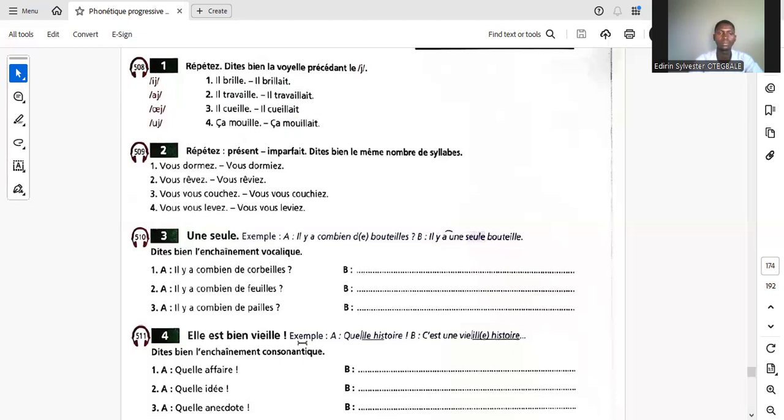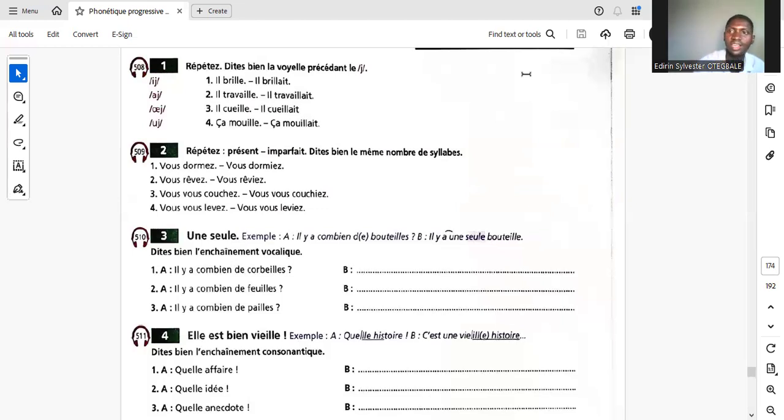Exercice 2. 1. Vous dormez, vous dormiez. 2. Vous rêvez, vous rêviez. 3. Vous vous couchez, vous vous couchiez. 4. Vous vous levez, vous vous leviez.